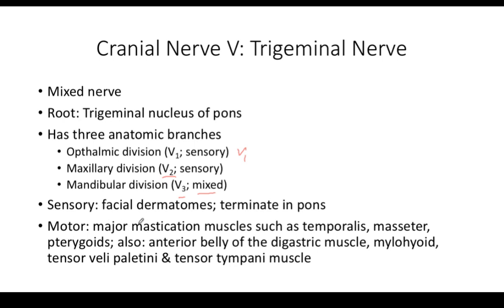From the motor aspect of this, the trigeminal nerve innervates muscles of mastication such as the temporalis muscle, the masseter muscle, and the pterygoid muscles. Remember, the temporalis and masseter cause elevation of the jaw, causing you to close your mouth, and the pterygoid muscles cause medial and lateral rotation of the jaw. And then also the anterior belly of the digastric, the mylohyoid, the tensor veli palatini, and a muscle associated with the middle ear called the tensor tympani muscle.